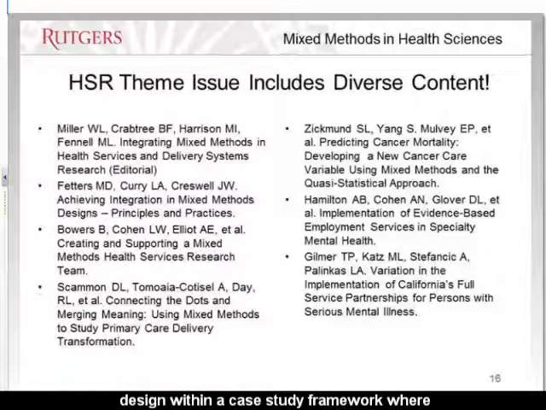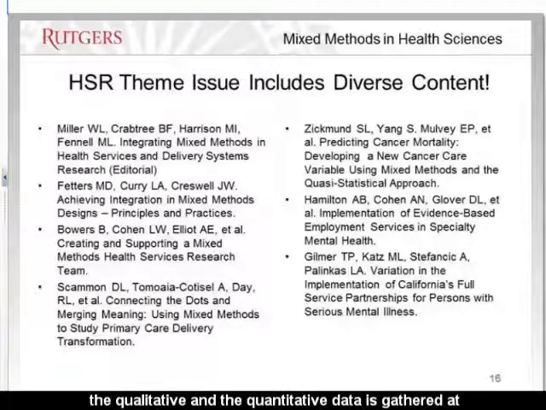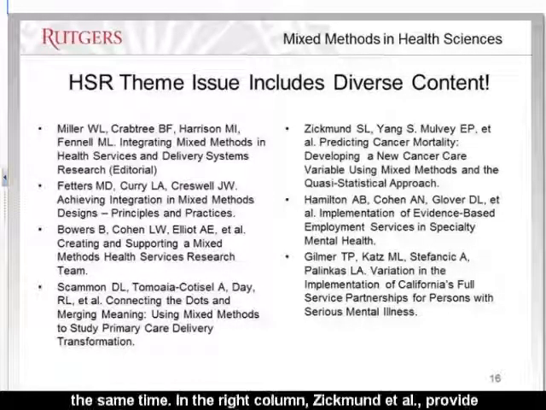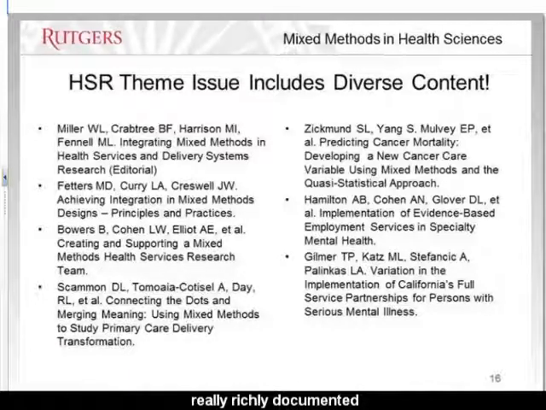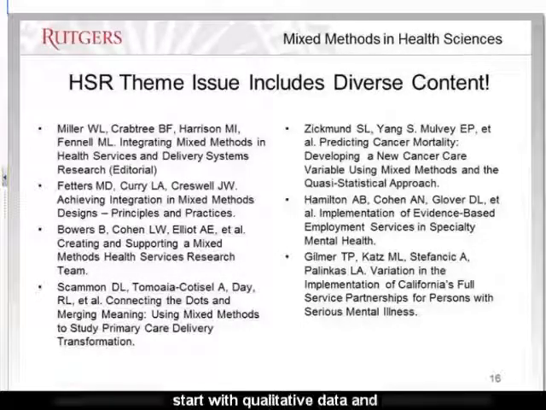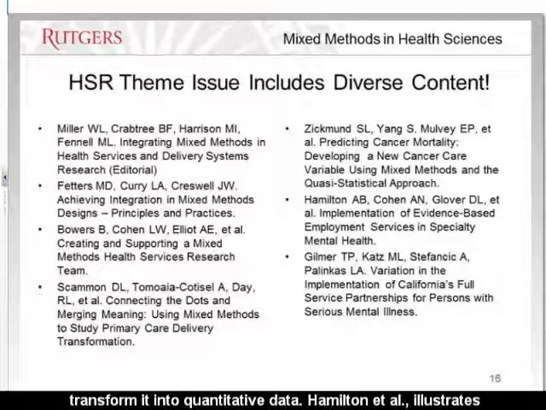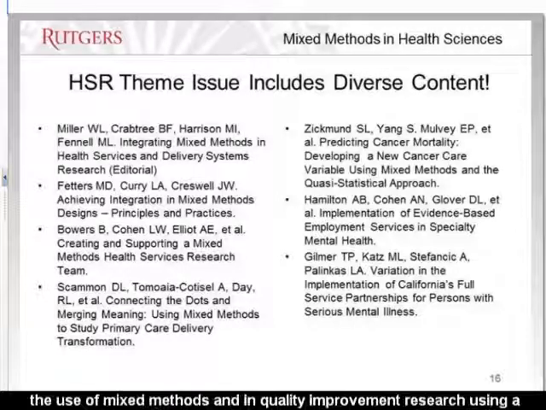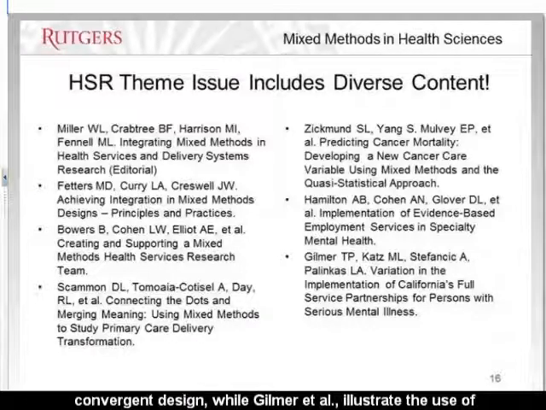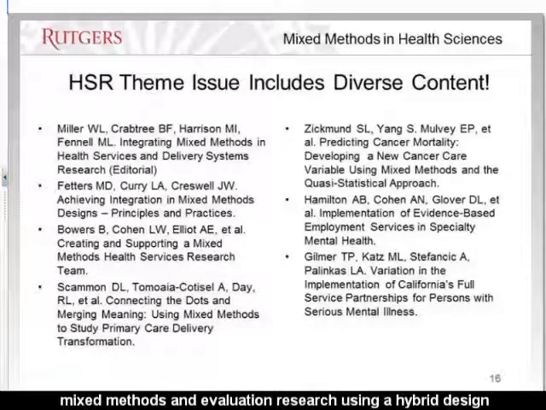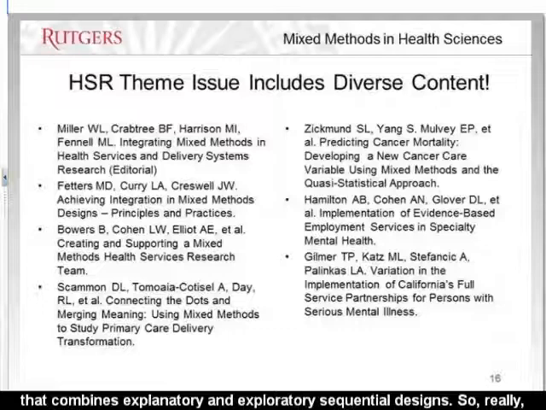In the right column, Zickman et al. provide a really richly documented example of integration through data transformation, where they start with qualitative data and transform it into quantitative data. Hamilton et al. illustrate the use of mixed methods in quality improvement research using a convergent design, while Glimmer et al. illustrate the use of mixed methods in evaluation research using a hybrid design that combines explanatory and exploratory sequential designs. So really, there's a lot in this issue for everybody. Next please.